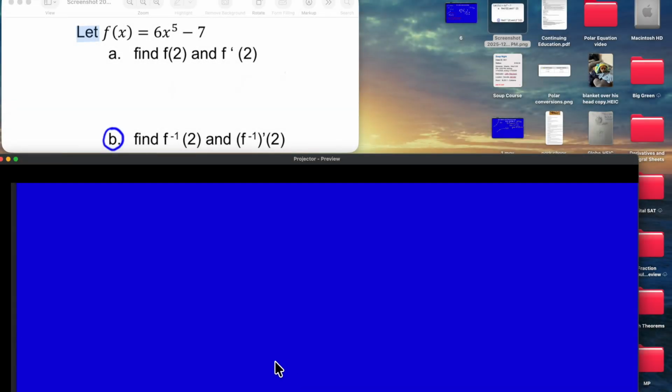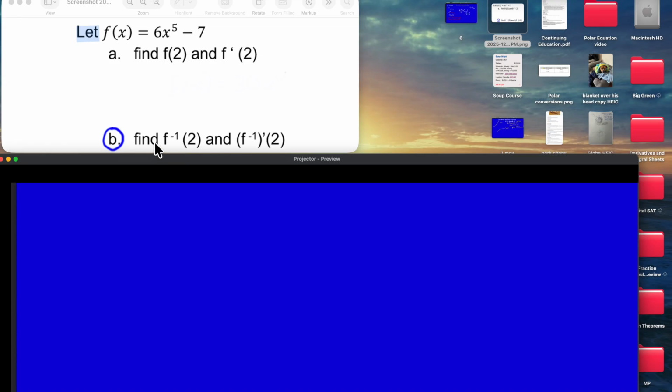Let's now do some examples. We have f equaling 6x to the 5th minus 7, and I'd like to focus here on part B. We're asked to find f inverse of 2 and f inverse prime of 2. Okay, they want the derivative of the inverse at x equals 2 for part 2 of problem B.